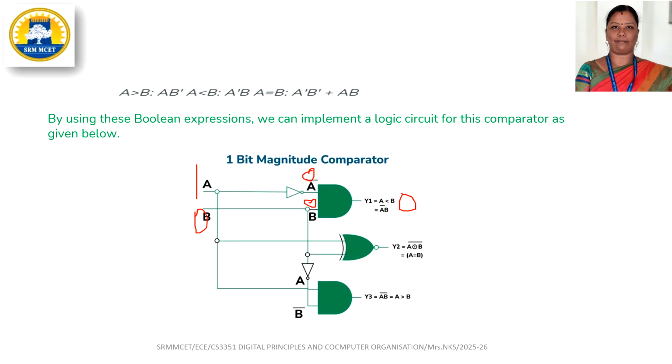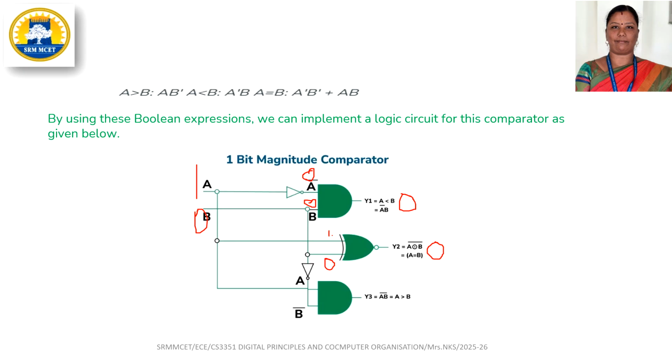Now let's come here. In this gate, A is 1 and B is 0. It is an XNOR gate. The XNOR gate gives output 1 only when both inputs are the same. So here the output is 0. Next we come here.